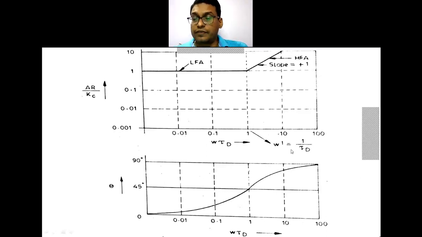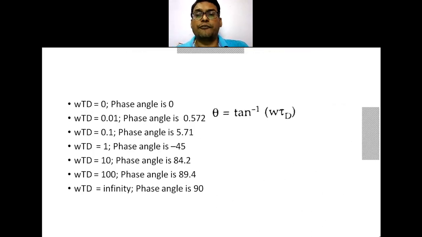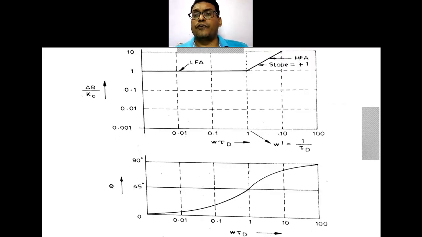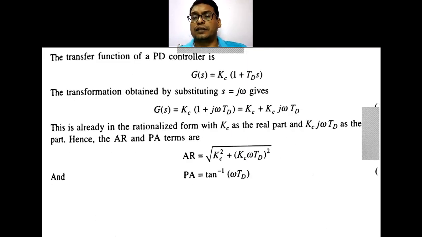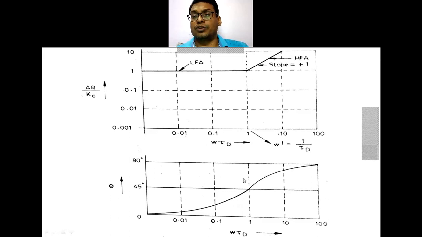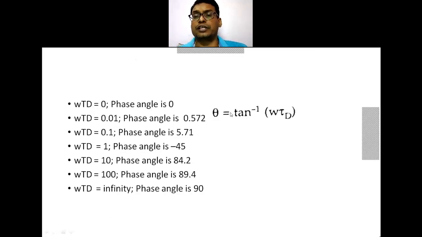Then next is the phase angle, plotting a phase angle. So the phase angle for this is tan inverse of omega tau d. Now tan inverse of omega tau d, that is nothing but theta, which is equal to tan inverse of omega tau d. I am going to substitute different values for omega tau d.